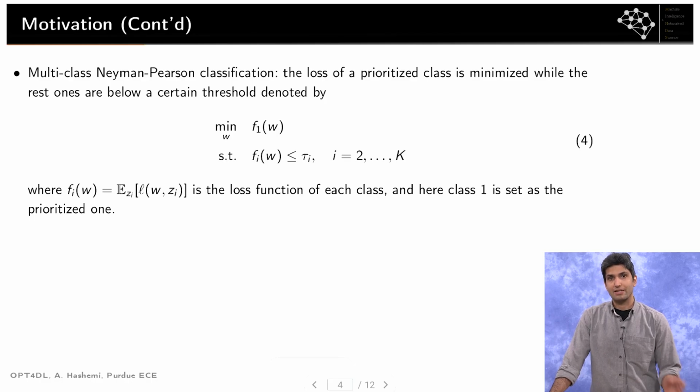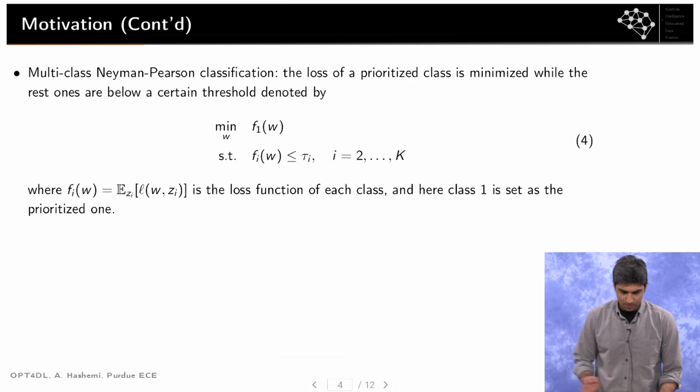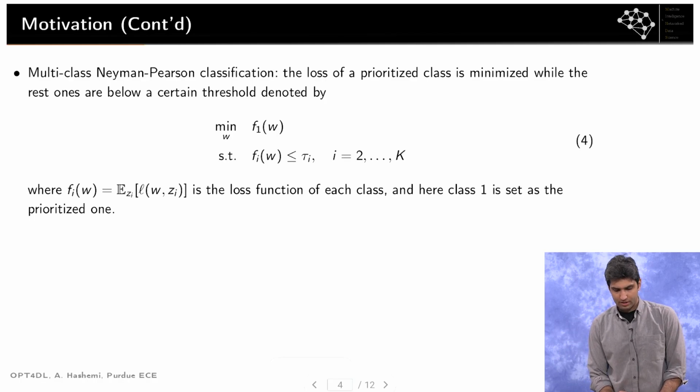So we want to make sure that the loss for that class is as small as possible. But naturally, that could come at the cost of other classes. So we impose constraints to make sure that the model performs relatively well on other classes as well. In particular, that leads to the following constrained learning problem, where we minimize the loss of the first class such that the loss of all the other classes are below some threshold.